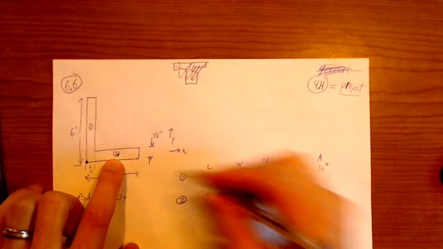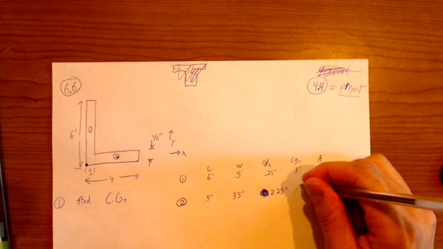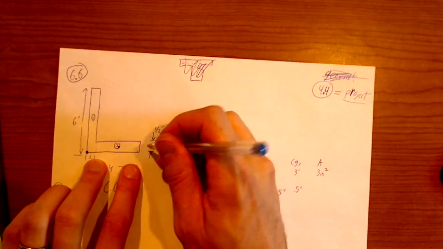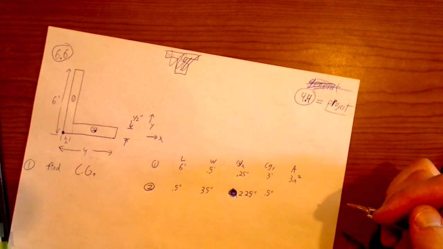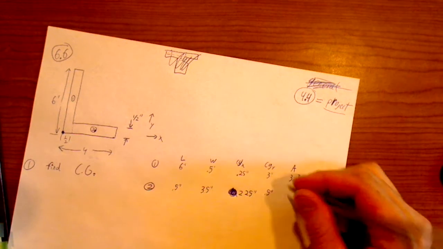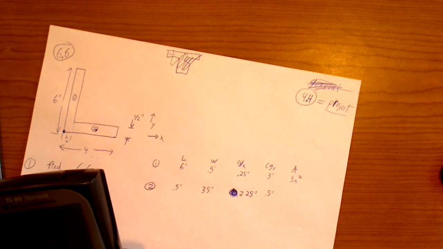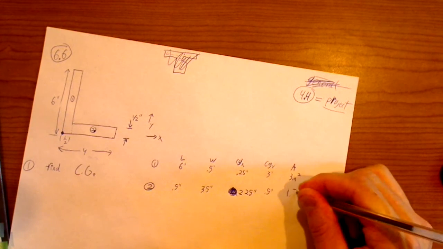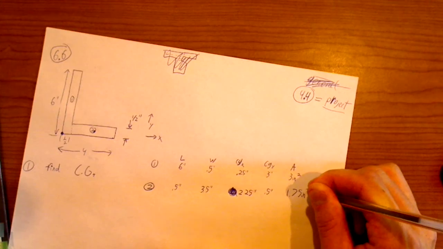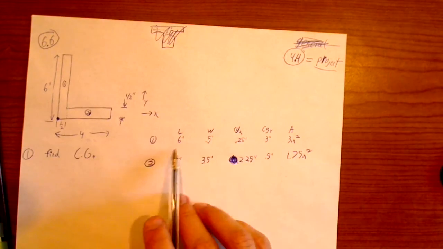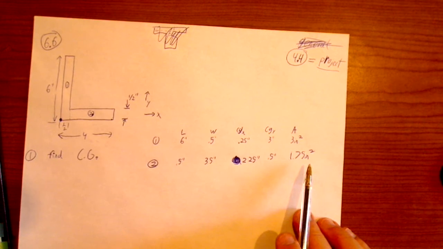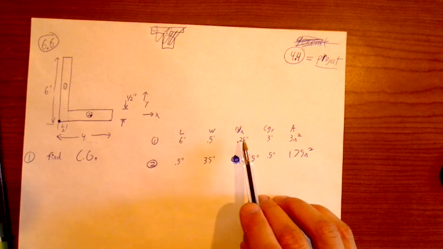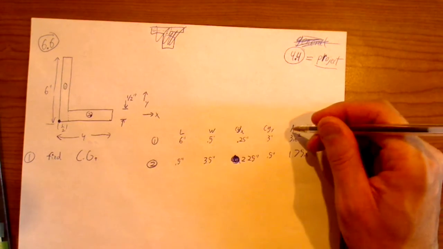Center of gravity in the y, that's pretty easy. It's half an inch up, so 0.5 inches. Area, 3.5 times half an inch, that would be 1.75 square inches. Is that right? Yeah, it should be right. Okay, so now we have everything that we need to know about all these shapes. This is pretty much the first step for these kinds of problems: length, width, center of gravity x, center of gravity y, and the area.